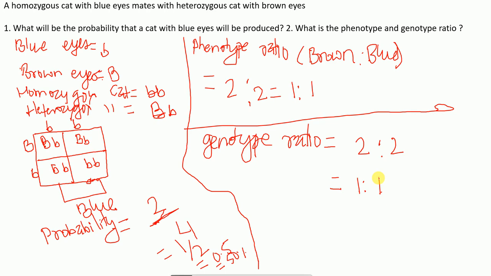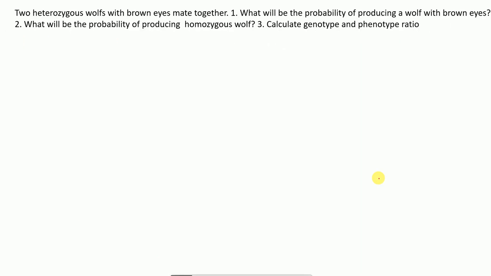Okay, now moving to the next question. Two heterozygous wolves mate together. What will be the probability of producing a wolf with brown eyes, and what will be the probability of producing a homozygous wolf? Calculate the genotype and phenotype ratio. So we have here 3 questions. Like in the previous problem, brown will be denoted by B.